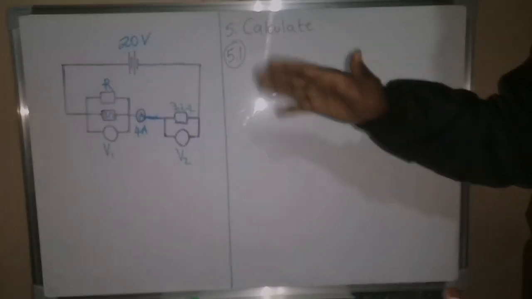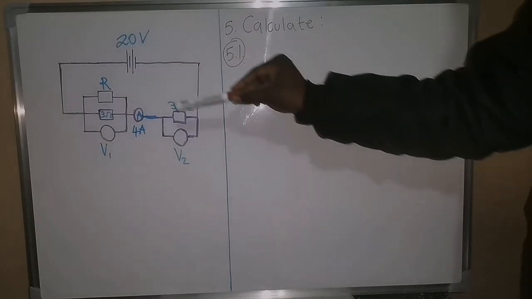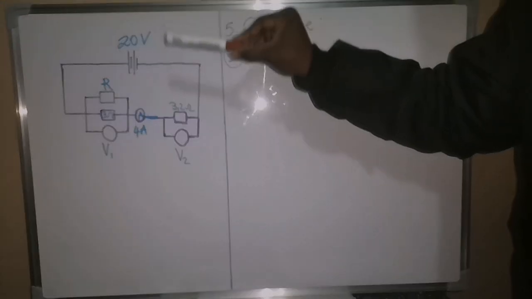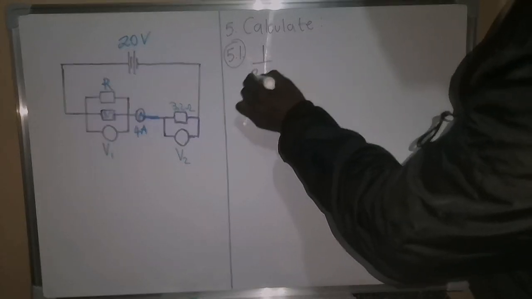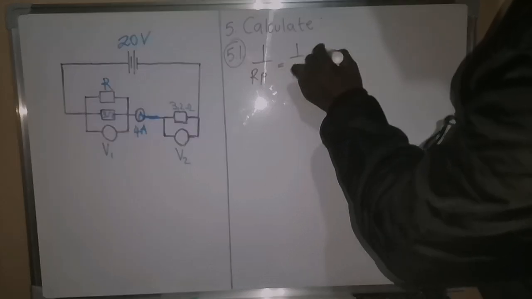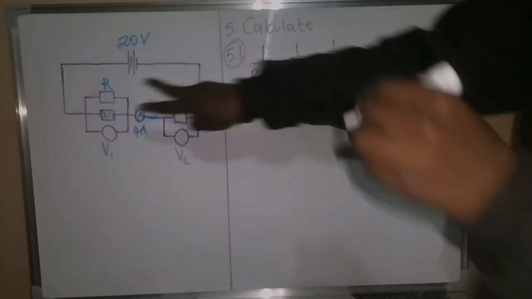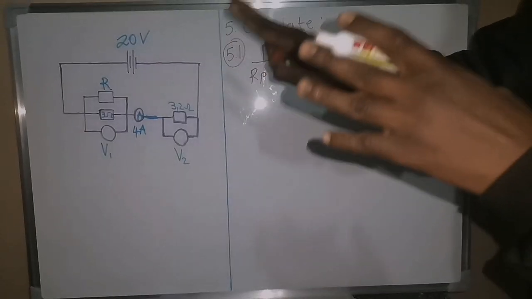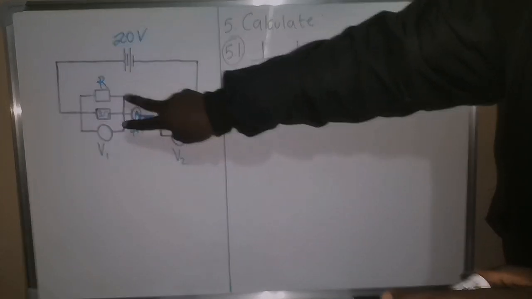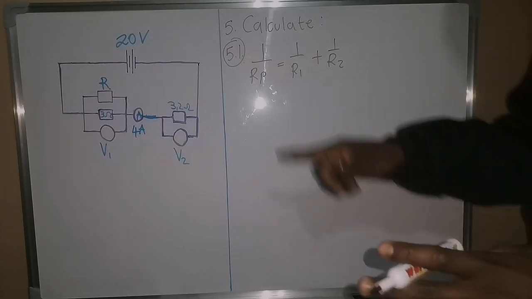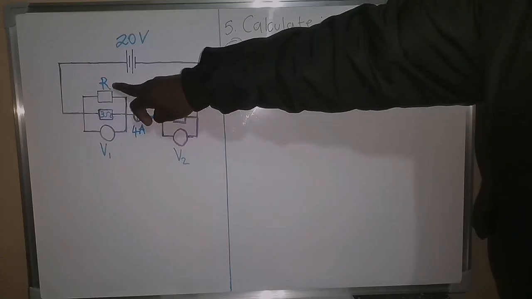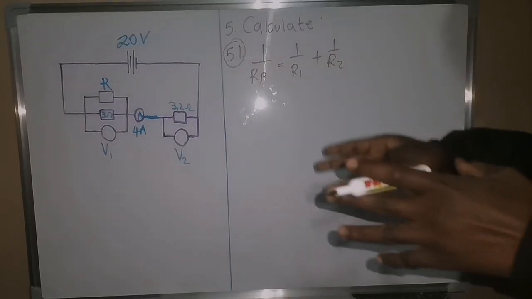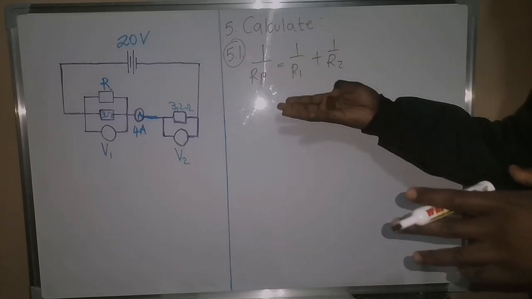Someone can say, okay, I can find the total resistance of the parallel connection using the formula 1 over R parallel equals 1 over R1 plus 1 over R2. For this parallel connection, I can find the total resistance. But the trick is that we don't have the value of this resistor R. So we can't use this equation alone.